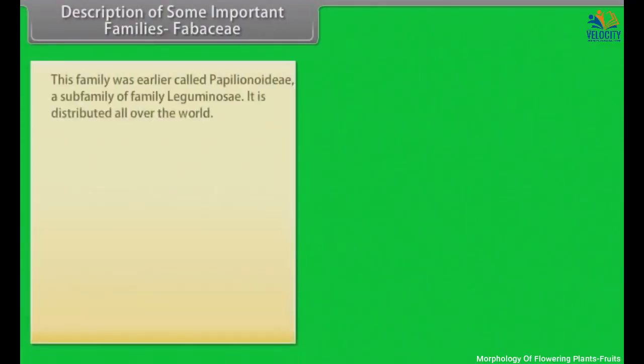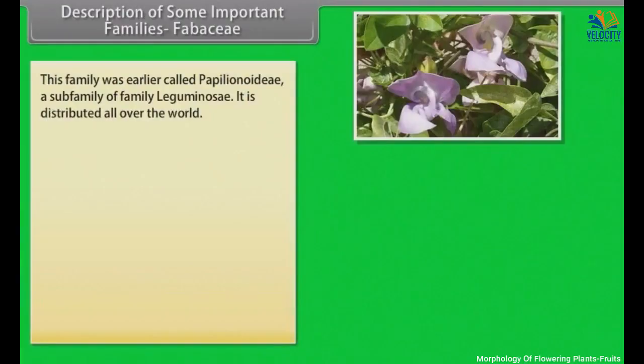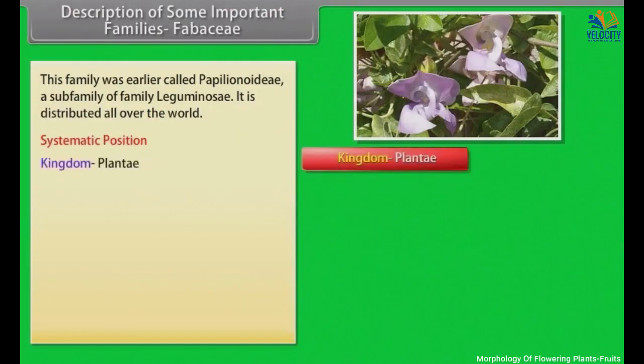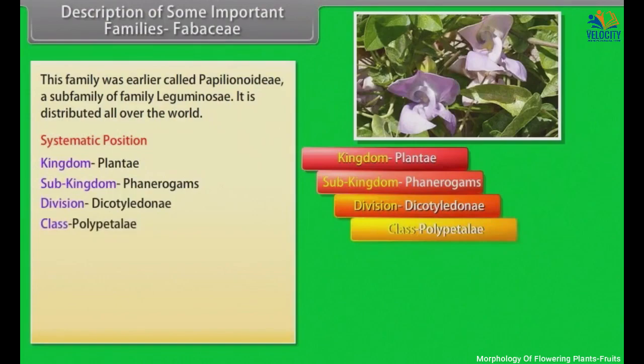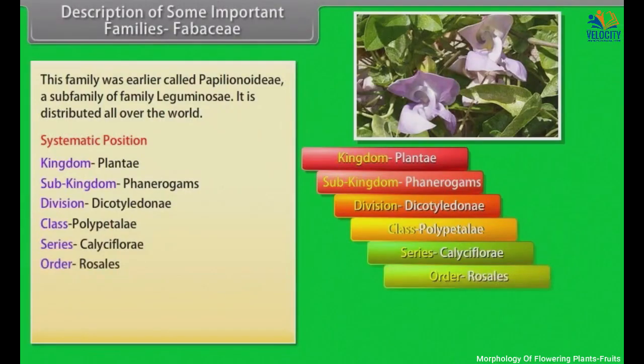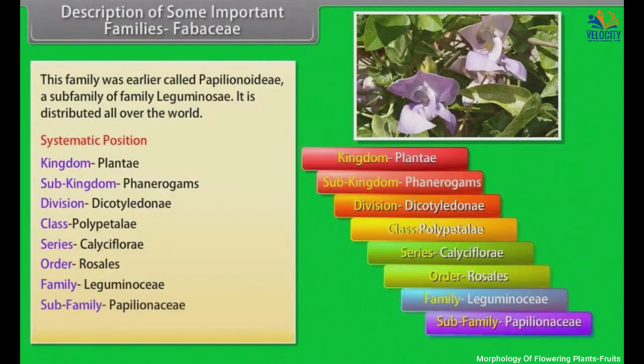Description of some important families. Fabaceae. This family was earlier called Papilionaceae, a subfamily of family Leguminosae. It is distributed all over the world. Systematic position. Kingdom Plantae. Subkingdom Phanerogamae. Division Dicotyledonae. Class Polypetalae. Series Caliciflorae. Order Rosales. Family Leguminosae. Subfamily Papilionaceae. Family Fabaceae.